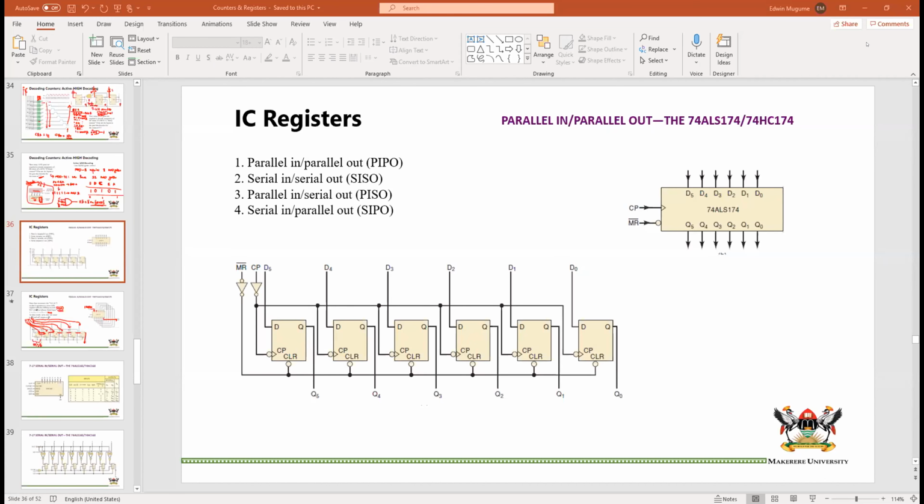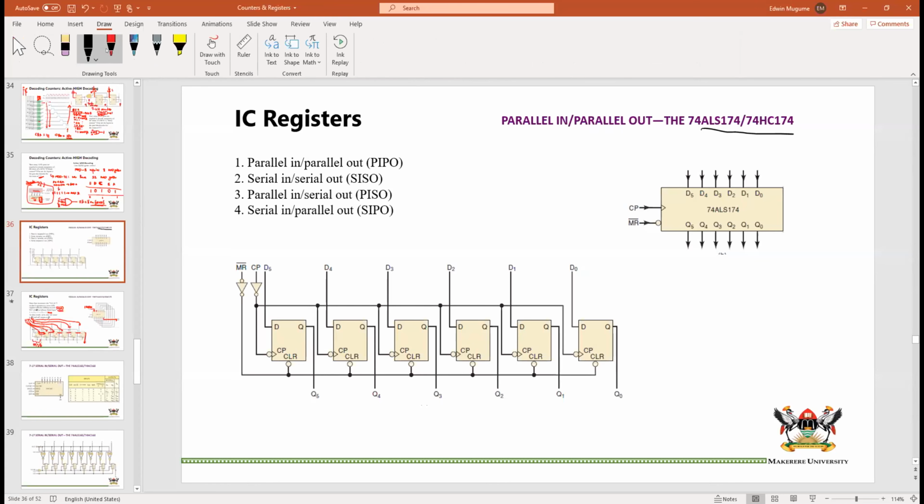We actually looked at the parallel in, parallel out register, the 74ALS174. If it's ALS, it is TTL technology. If it is HC, it is CMOS. You can see here that we have D flip-flops. There are 6 of them, so this is a 6-bit register that is parallel in, parallel out.